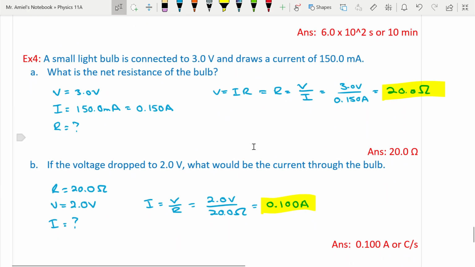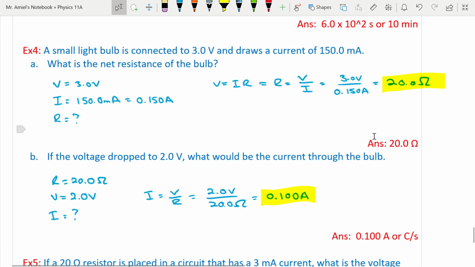And we'll say a small light bulb is connected to 3 volts and draws a current of 150 milliamps. So what is the net resistance of the bulb? Well, we were given the voltage, 3 volts. We were given the current in milliamps, so we'll have to convert that to amps. Again, milli just means we have to divide by 1,000. And we're looking for the resistance. So again, we're going to rearrange our equation. We're saying our voltage equals our current times our resistance, and if we rearrange that, we have resistance equals voltage over current. So 3 volts over the 0.150 amps should give us 20 ohms.